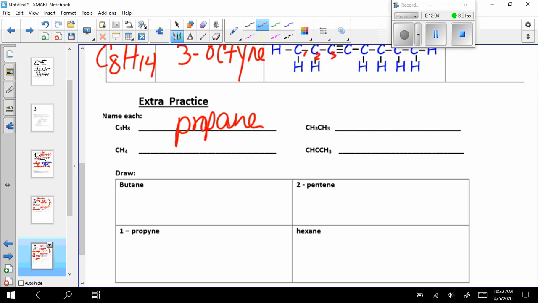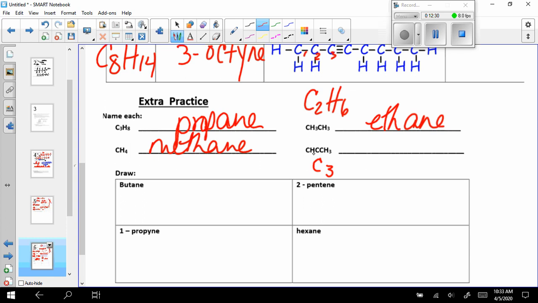CH4. That's just methane because I only have 1 carbon. 1, 2 carbons, and all right, so I'm going to write this over again. C2H6. So this is also an ane, and 2 carbons is eth. So that's ethane.